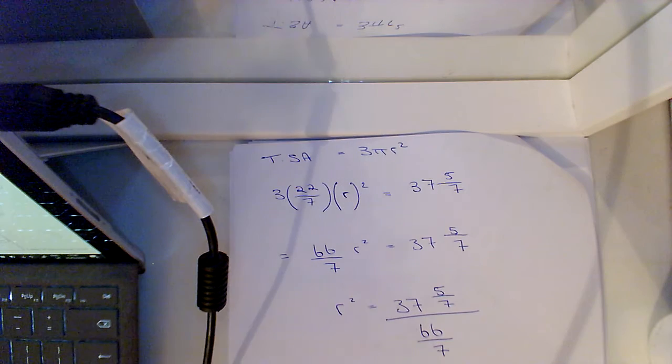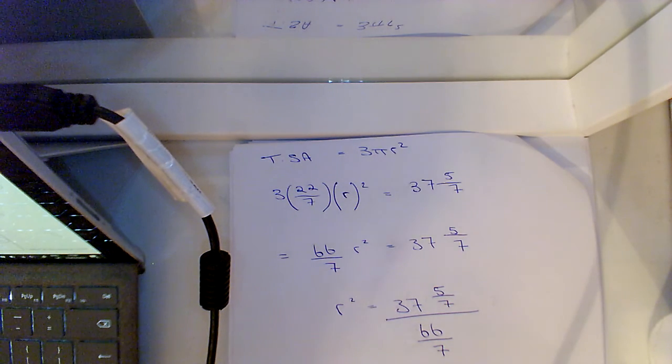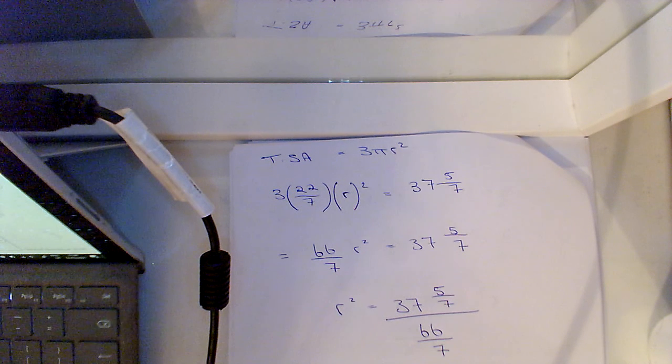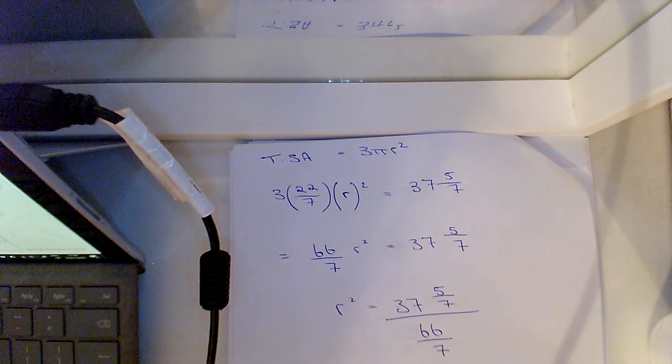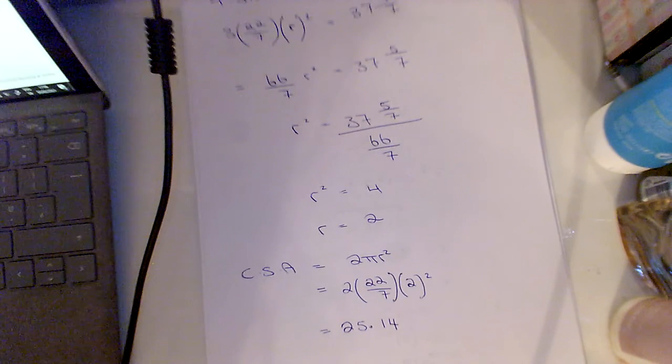So I have 3 bracket 22 over 7 r squared is equal to 37 and 5 over 7. I multiply them in, and I get 66 over 7 r squared is equal to 37 and 5 over 7. I want to get r squared on its own, so I divide across by 66 over 7, and when I put that into the calculator, I get r squared is equal to 4. So that means that my radius is equal to square root of 4. My radius is equal to 2.